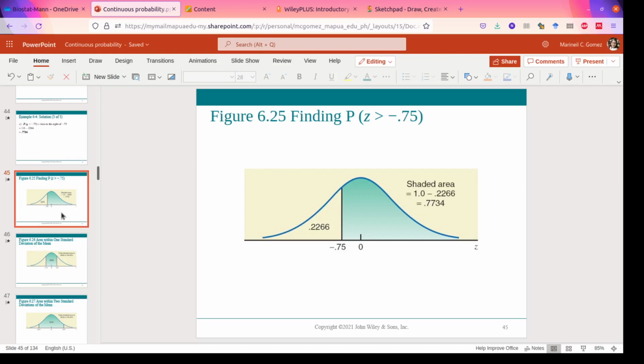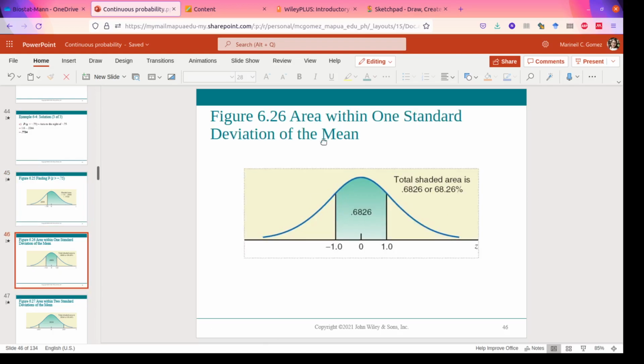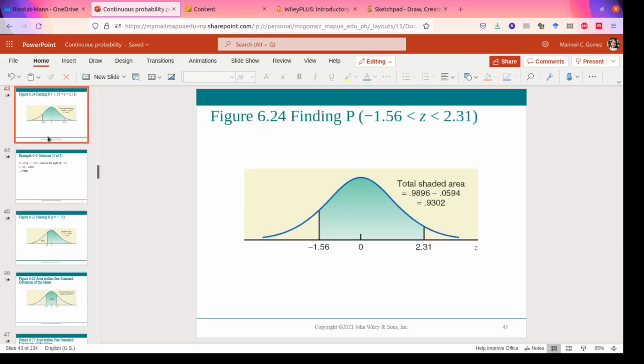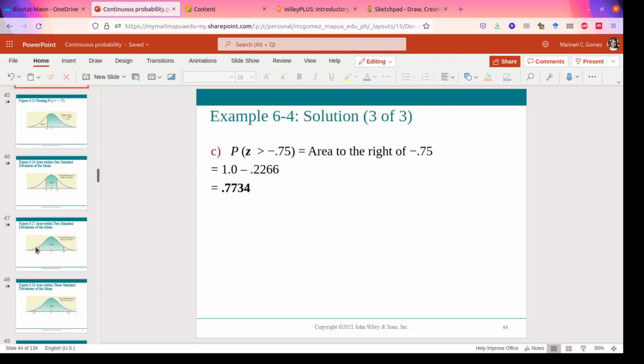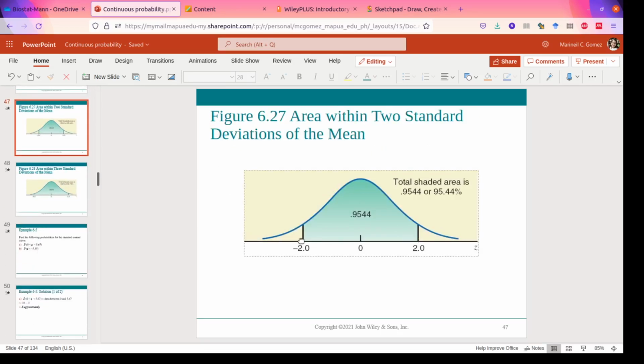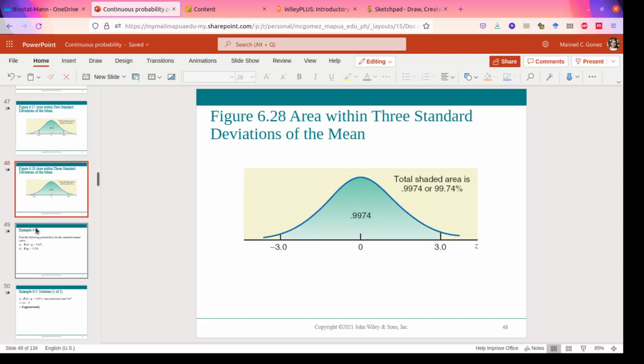Okay, so those are our examples for probability distribution. Now let's look at areas within one standard deviation. What if our z interval is symmetrical, for example negative 1 to 1? This is just a similar application between two intervals. You get the values of z as plus minus, so the interval is plus minus a certain value.